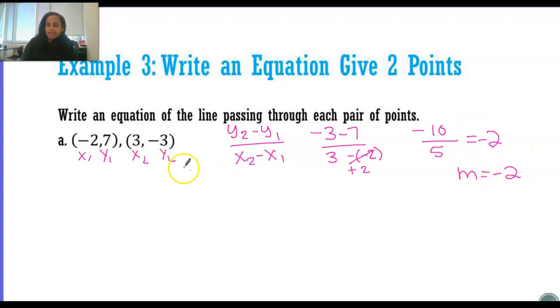What else I realized is that I labeled these points x1, y1, x2, y2. So I have points and I have a slope. So let's use point-slope form to come up with our answer. I'm going to write down the formula.